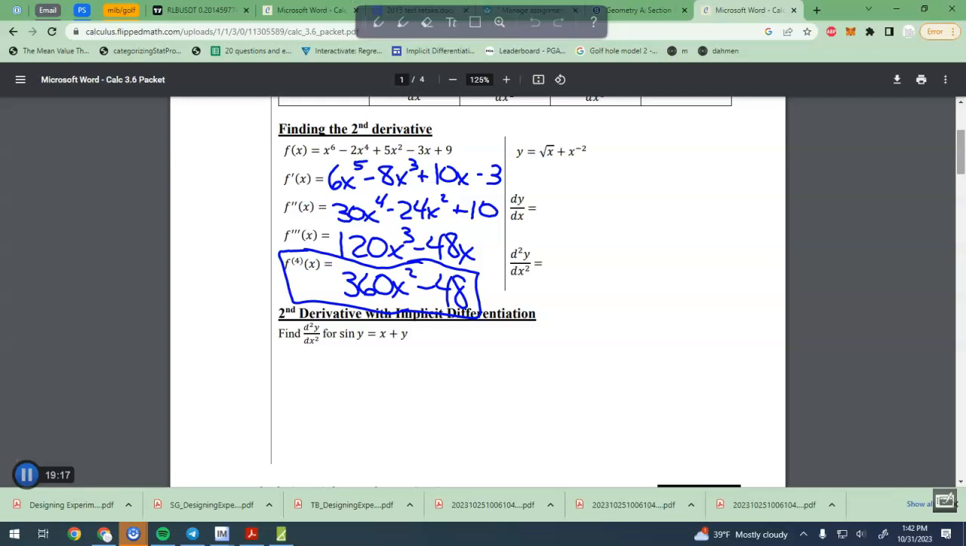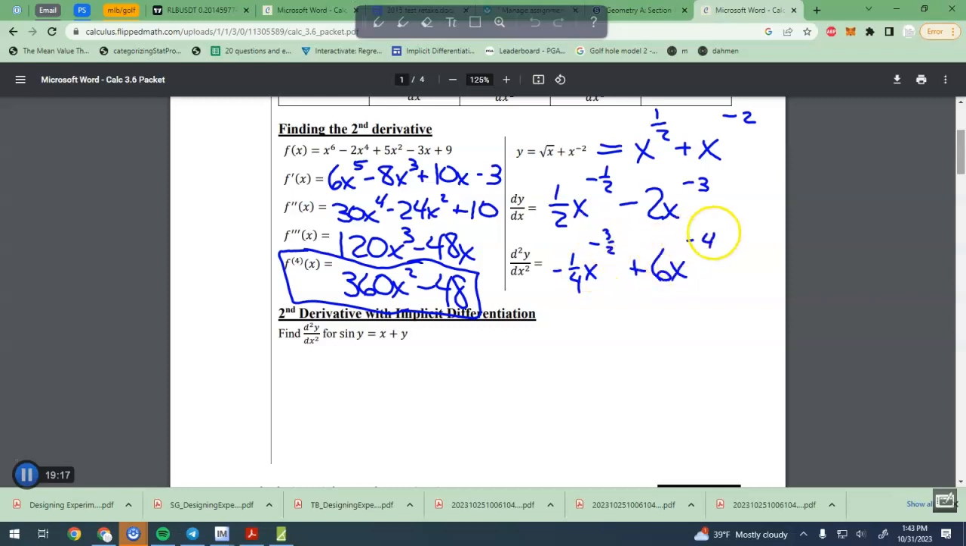So is that good for the first one? The second one, I would rewrite it so it was like x to the 1/2 plus x to the negative second, and then this would be like 1/2 x to the negative 1/2 minus 2x to the negative third, and then negative 1/4 x to the negative 3/2 plus 6x to the negative 4. Question on the top two there?